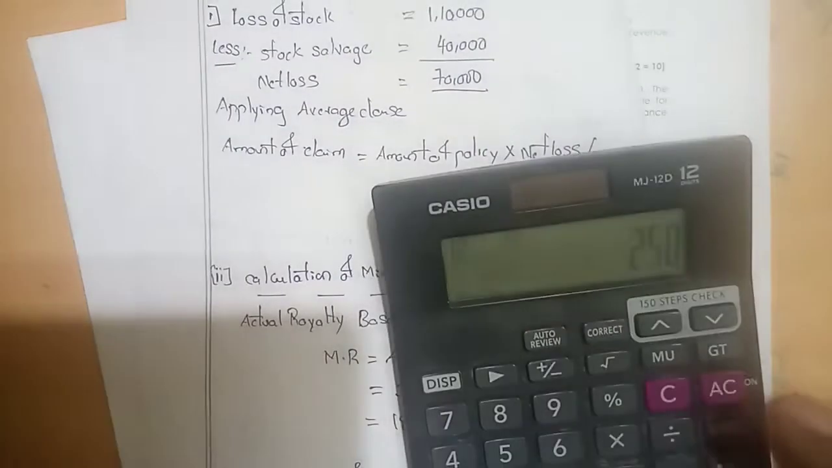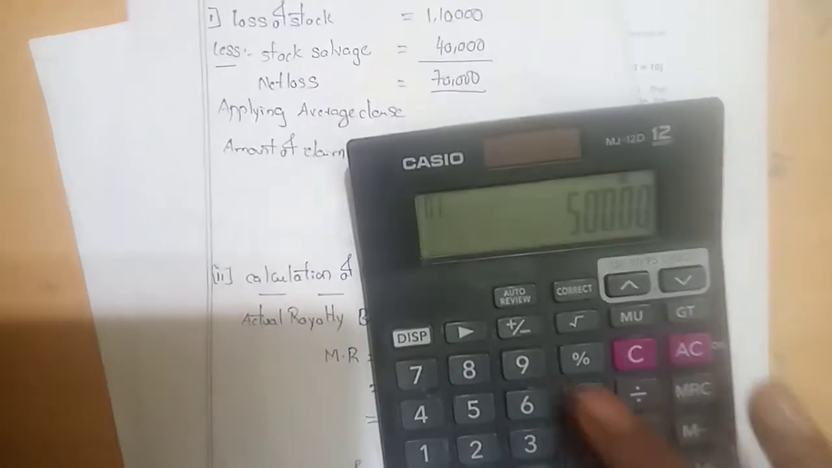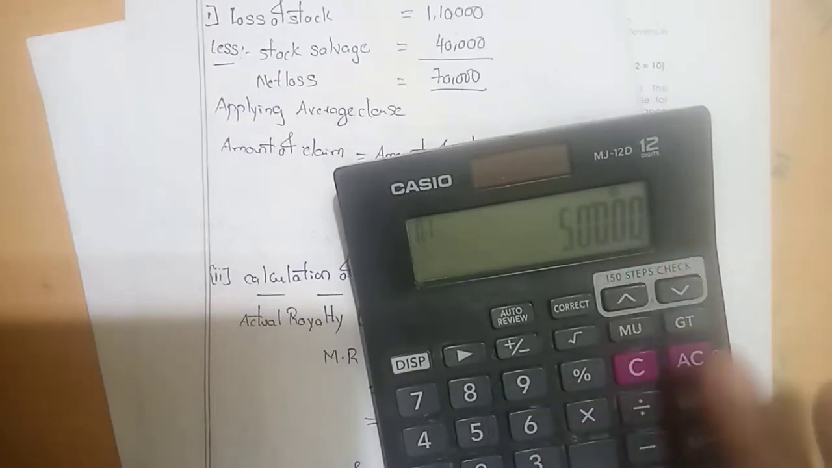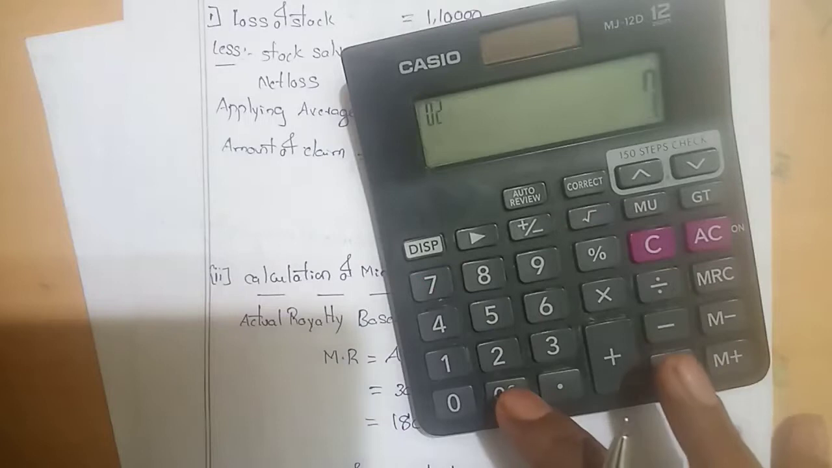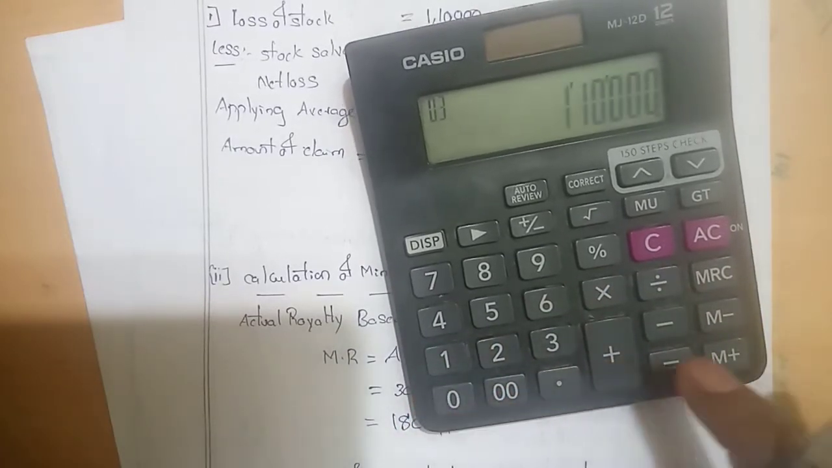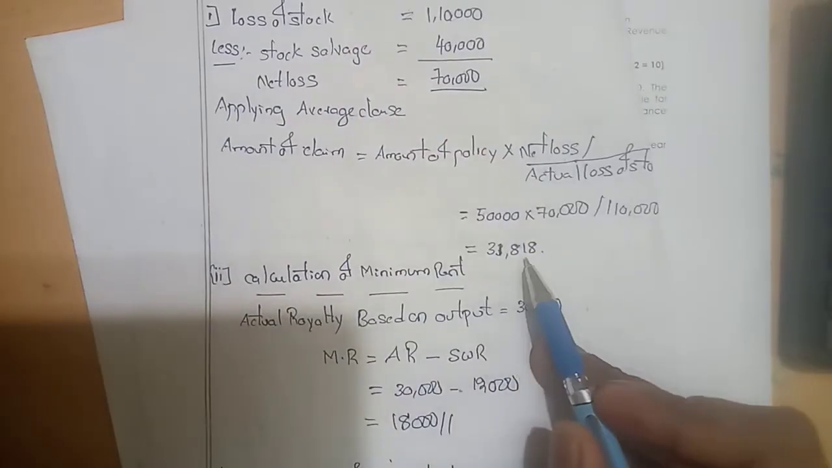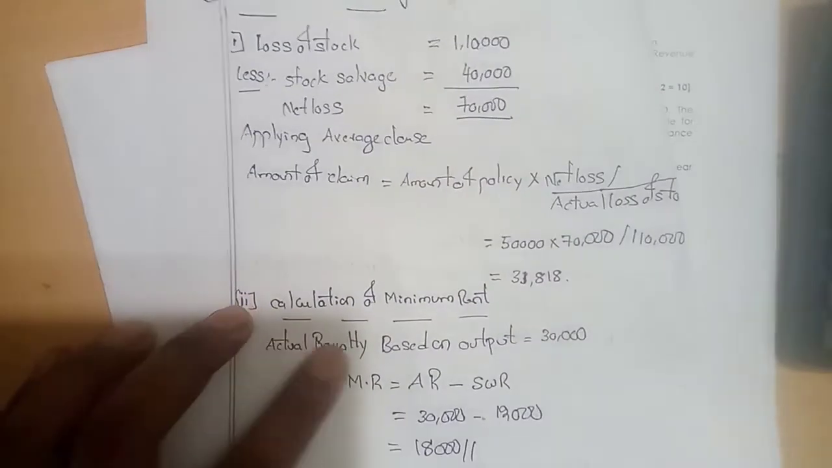First, 50,000 into net loss. What is the net loss here? 70,000, divided by 1,10,000, that is 31,818. Next, second question: calculation of minimum rent.